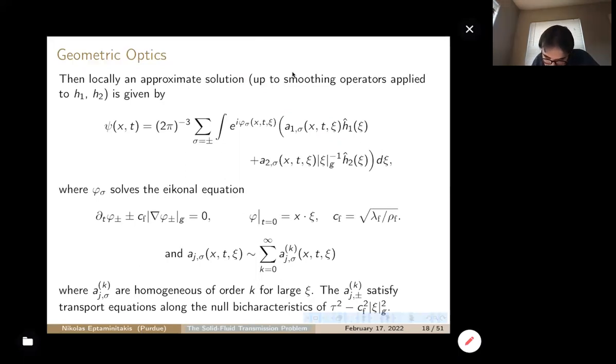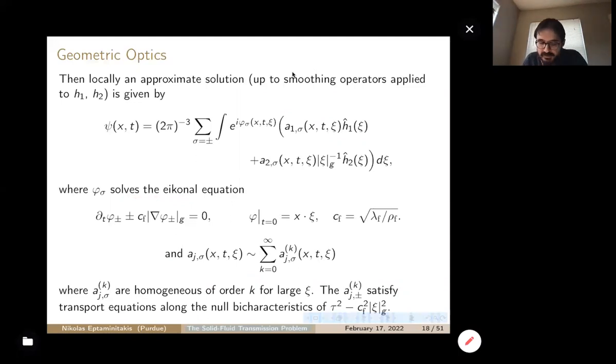So the point is that in order to be able to solve this problem, you want to be able to solve this eikonal equation. And once you have that, you are able to produce the amplitudes by solving transport equations along the null bicharacteristics. And of course, those are local expressions, but you can patch them together. They're FIOs, you can compose them, and you can make sense of them as global objects.